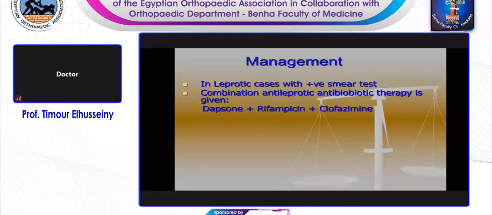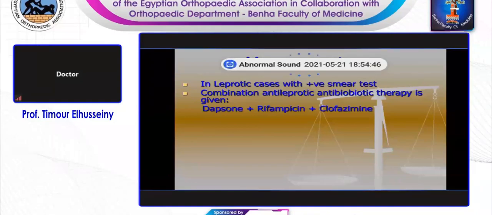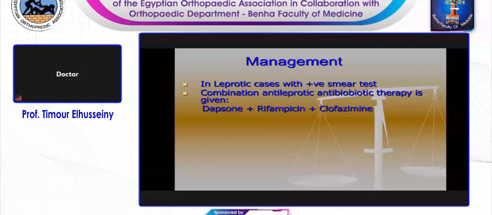What happens if the patient is not smear negative, as in our case? In leprotic cases with a positive smear test, you reach the negative status by 3 successive tests, 1 week between each, not by one test. The anti-leprotic treatment here is a triple therapy composed of dapsone, rifampicin, and clofazimine for at least 6 months, together with the surgery, of course.